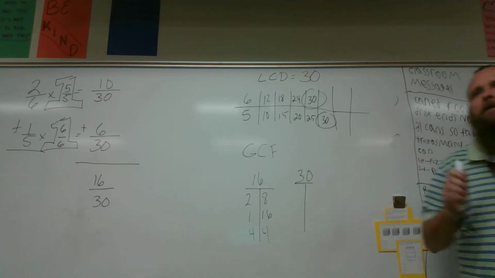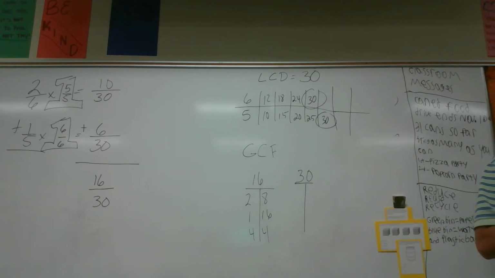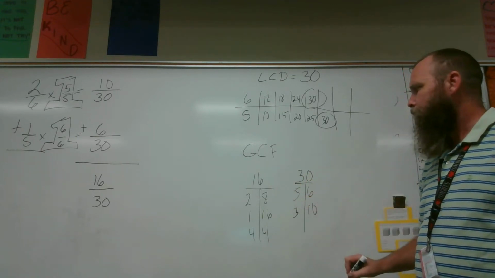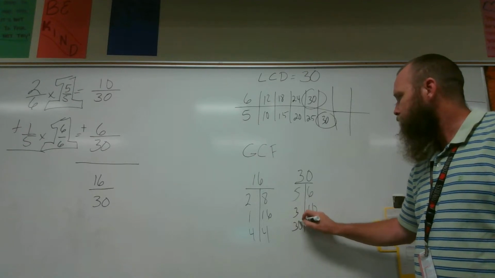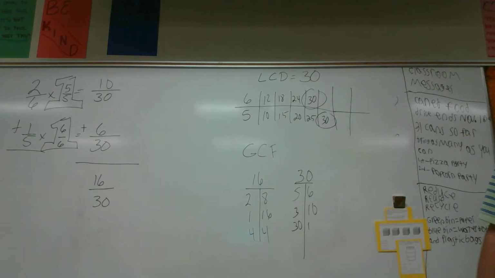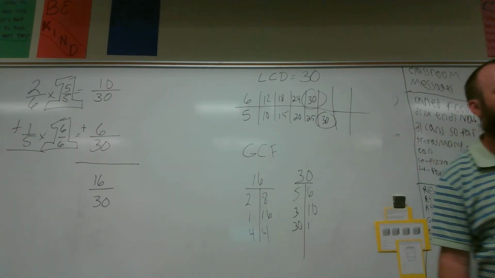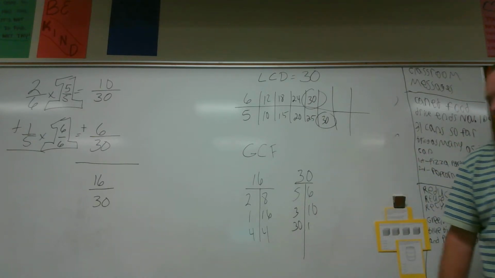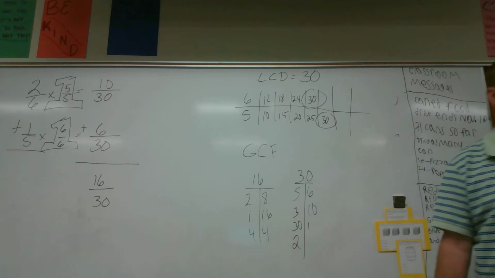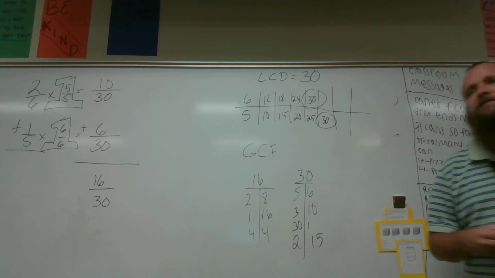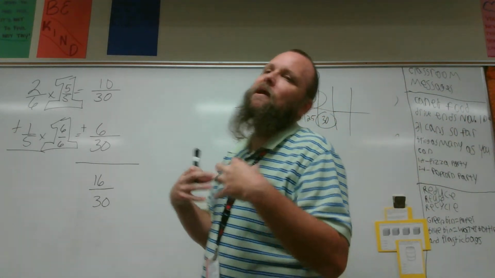That's it. Krista, what about the factors for 30? 5 and 6. 3 and 10. And 30 and 1. Let's use our divisibility rules. Is it an even number? Yes. That means it's divisible by 2. So 2 times what? 15. All that stuff that I've been teaching you all comes back to help us every day.